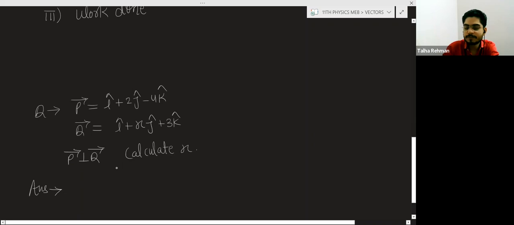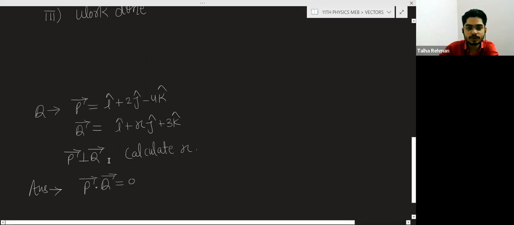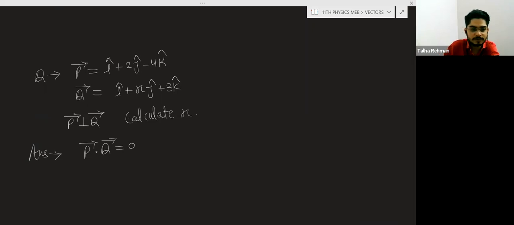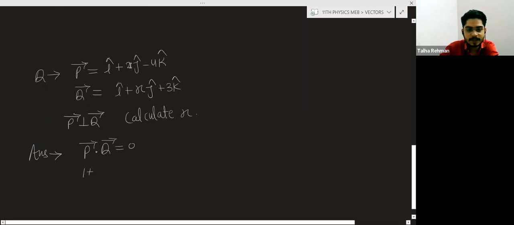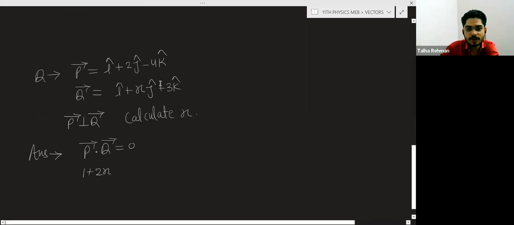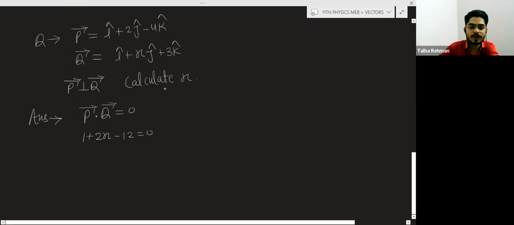So if two vectors are perpendicular, then their dot product is 0. So you can write P dot Q is equal to 0. Then find P dot Q. Here is 1, here is 1, so it will become 1 plus, here is 2, here is x, so this will become 2x. Here is minus 4, here is plus 3, this will become minus 12. So x will become 11 by 2. Simple.